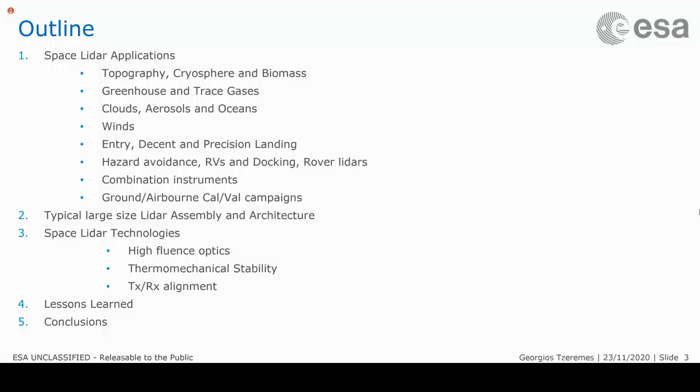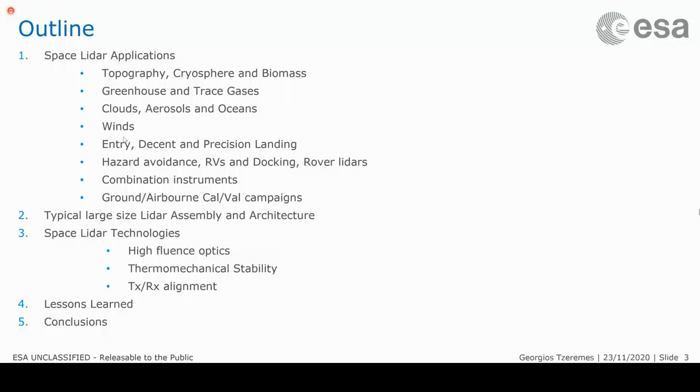So a quick outline of my presentation. I will try to switch a little bit with respect to the title. I will start from the space LIDAR applications, which are quite a lot, as you will see. And then I will present you the typical architecture of a LIDAR system, in particular, large size, which is used for the top 4 categories, which is topography, greenhouse, clouds, and winds.